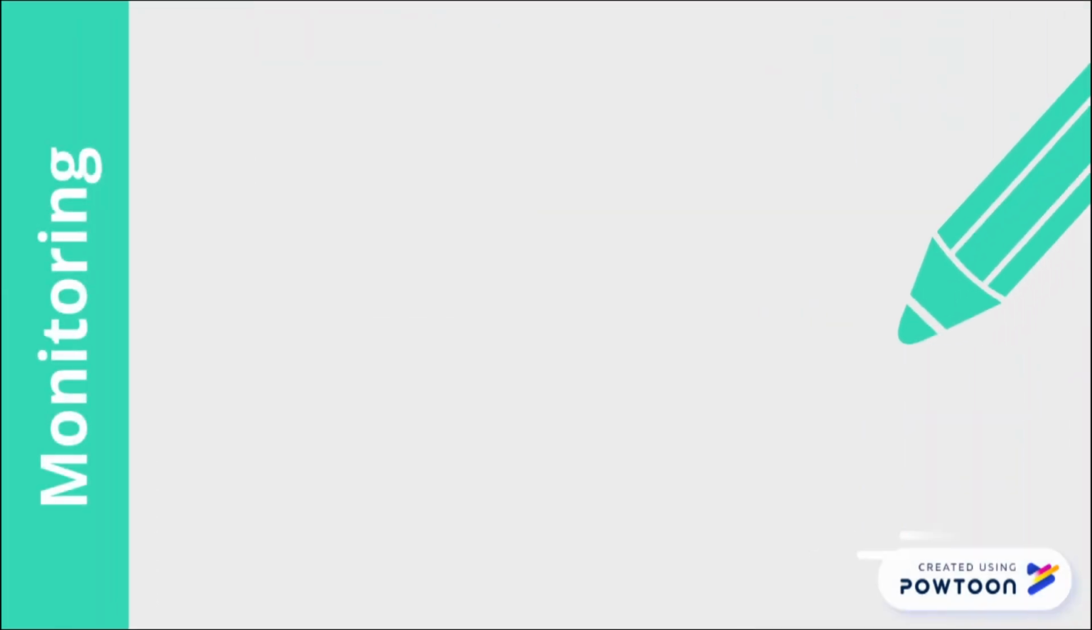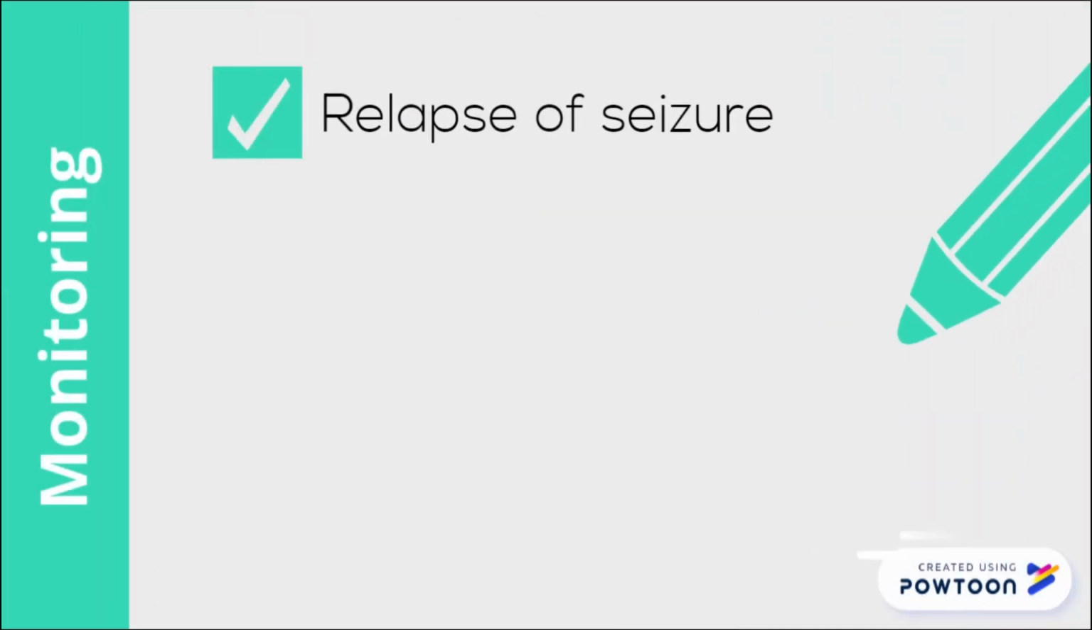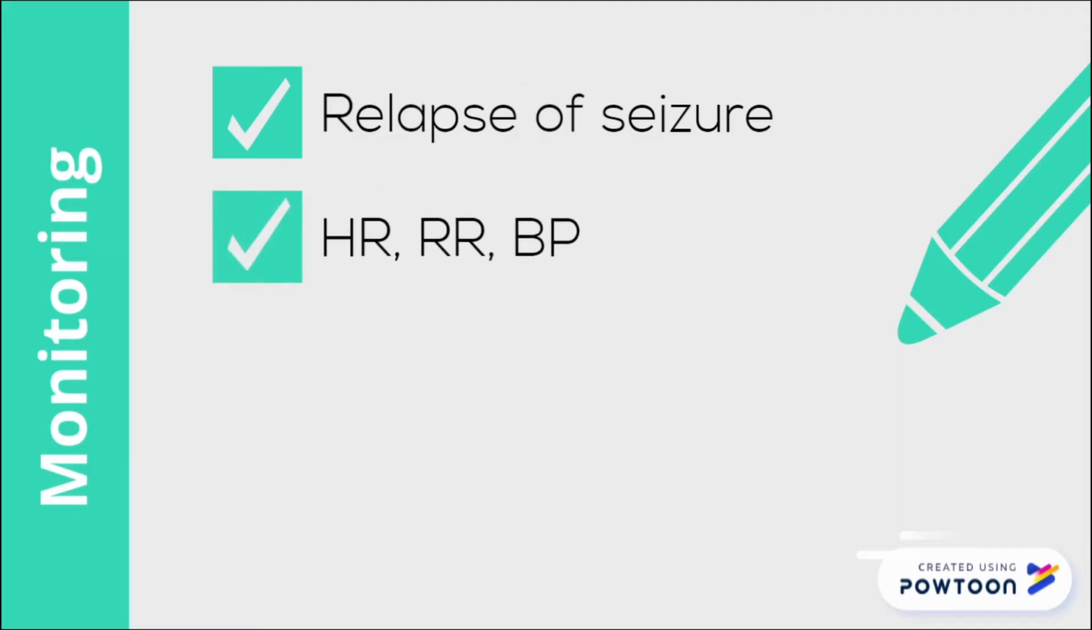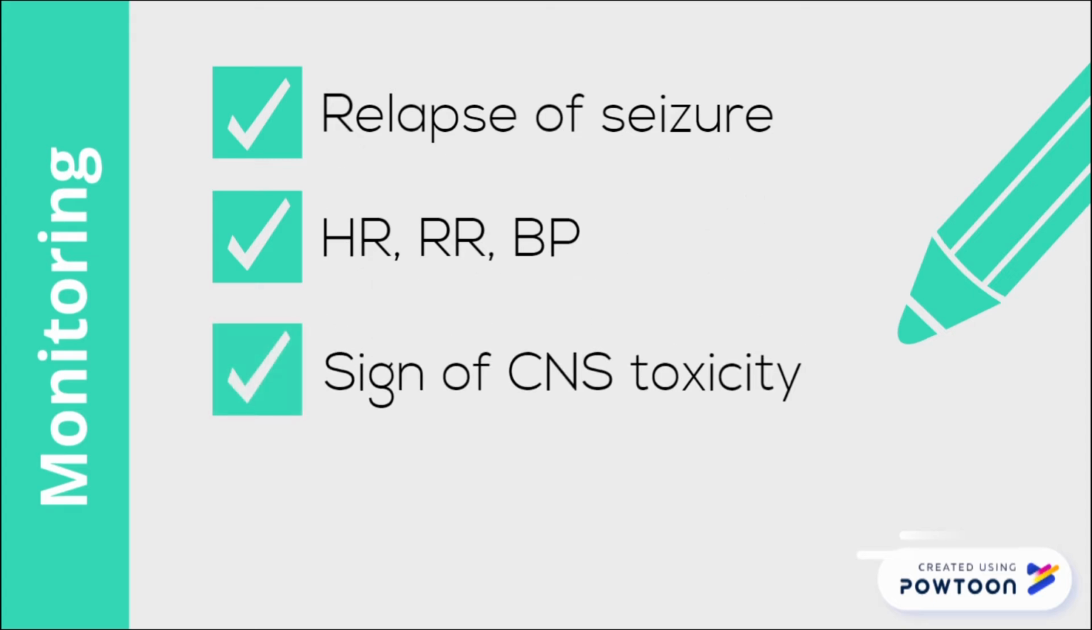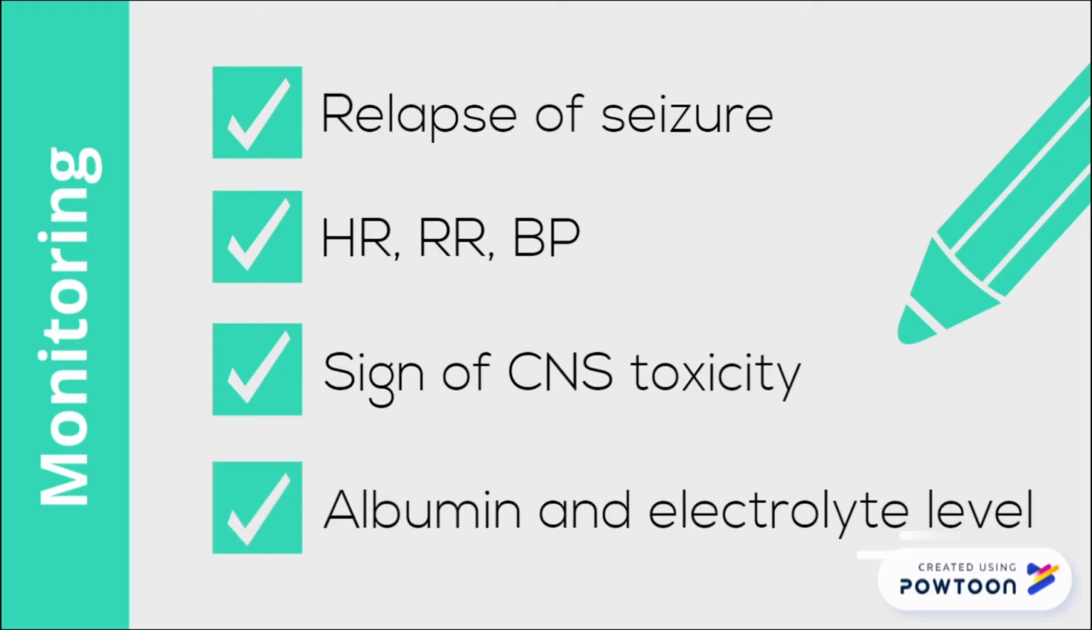For monitoring plan, we have to monitor the relapse of seizure. Besides, the patients on diazepam should be monitored on heart rate, respiratory rate, and BP. If the patient is on phenytoin, we should also monitor the sign and symptom of CNS toxicity, for example, ataxia and nystagmus. Thus, we will also monitor the albumin and electrolyte level.